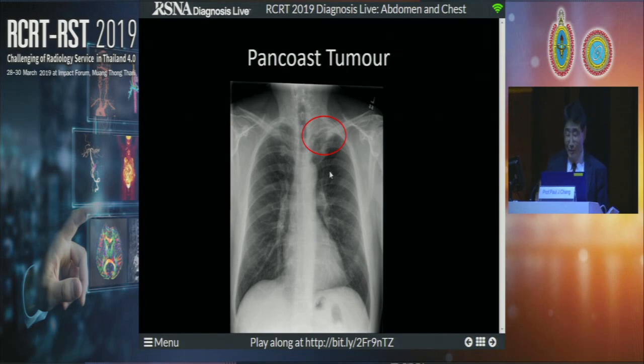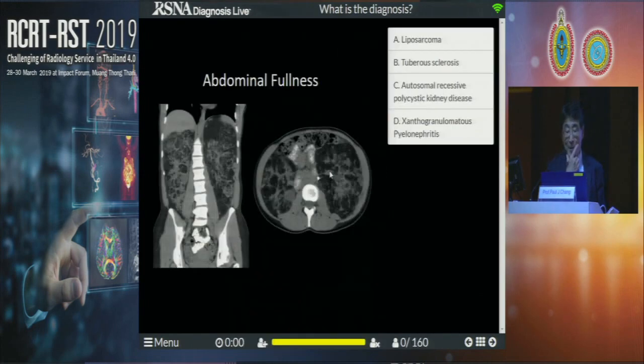Okay, so enough said. Projectional radiography is not sexy, but it's 70% of our work. It's important. All right.